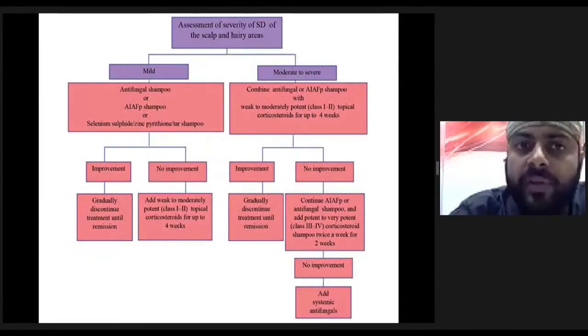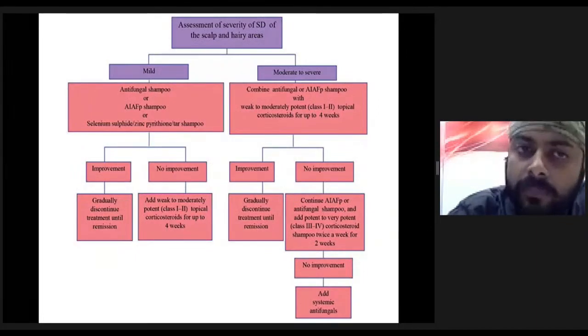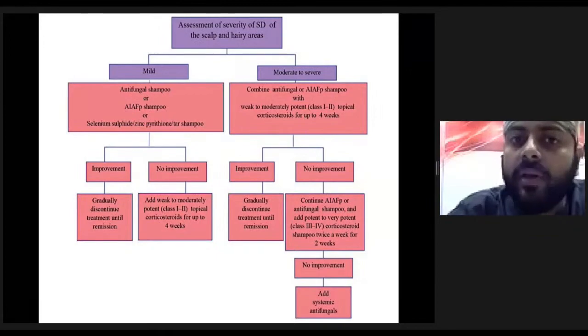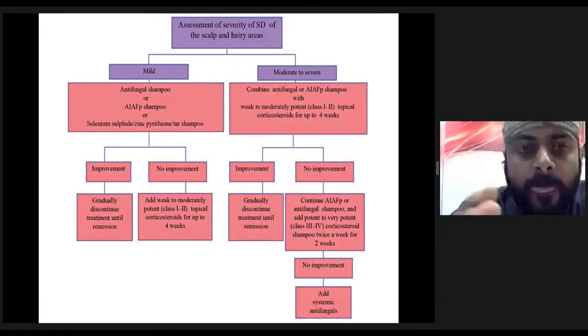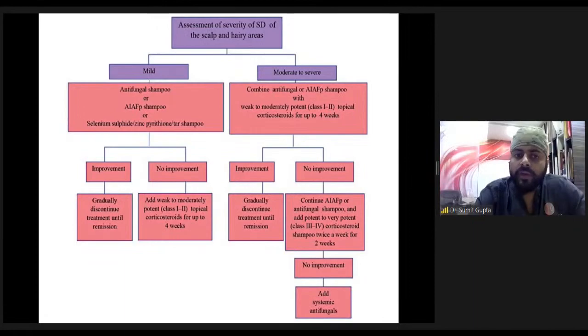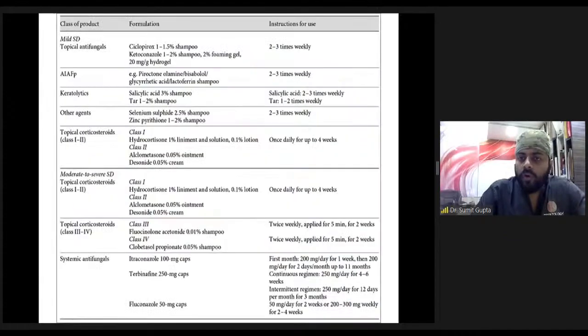For scalp and hairy areas, if it is mild, antifungal shampoos like piroctone olamine shampoo, selenium sulfide or ZPTO shampoos are supposed to be used. If there is improvement, it is suggested to be continued. And if there is no improvement, a weak to moderately potent topical corticosteroid can be used for about 4 weeks. In moderate to severe, again, there is a combination of antifungal as well as corticosteroids. If there is no improvement, it is recommended to add a systemic antifungal. So basically, the overview of both the algorithms is similar. This is a similar chart of agents which are used.